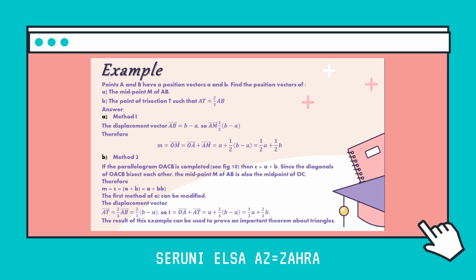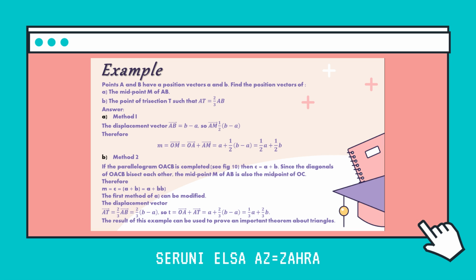Method 2. If the parallelogram OACB is completed, figure 10, then c equals a plus b. Since the diagonals of OACB bisect each other, the midpoint M of AB is also the midpoint of OC. Therefore m equals 1/2 c equals 1/2 (a plus b).